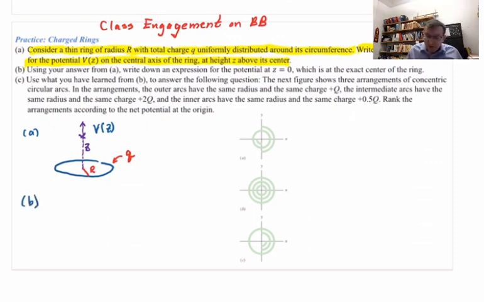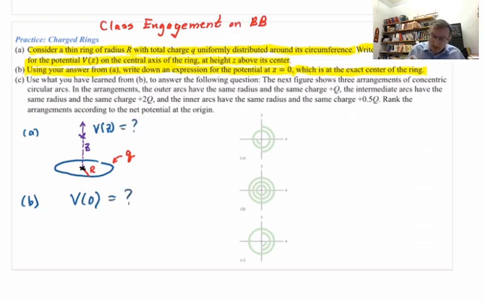B, using your answer from A, write down an expression for the potential at z equals 0, which is the exact center of the ring. So now what we're saying is you're sitting right there at the very center of the ring. What's the expression for V? Notice how we would write it there, V at 0.